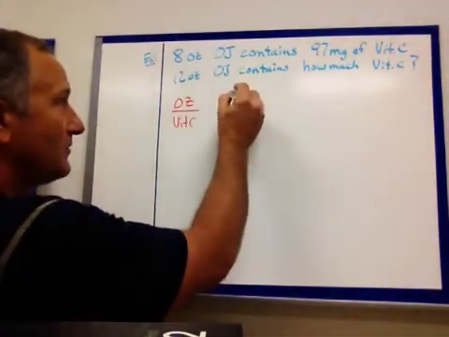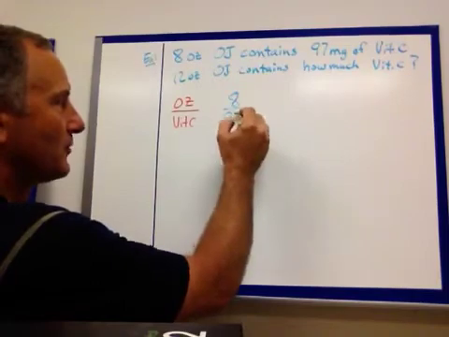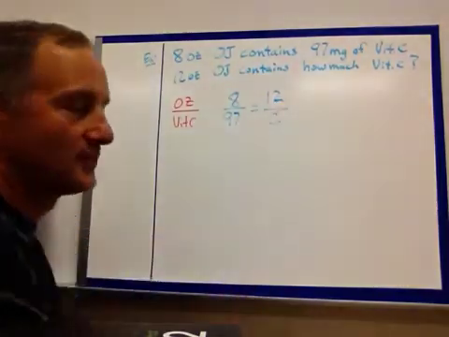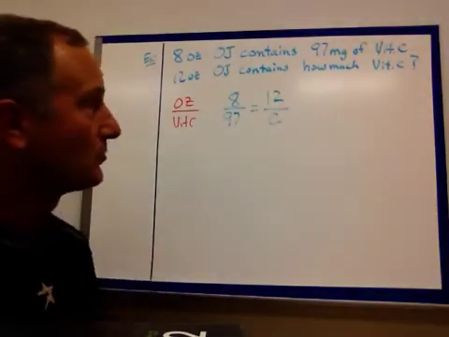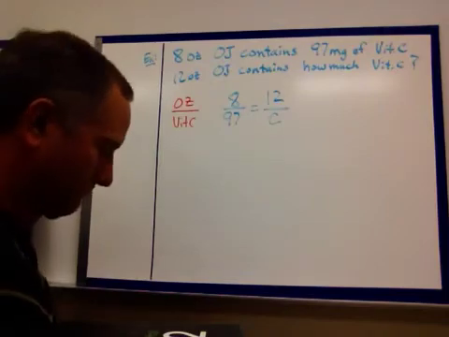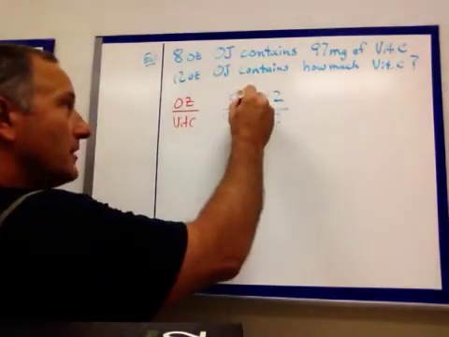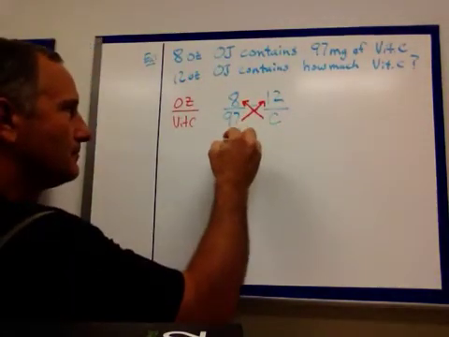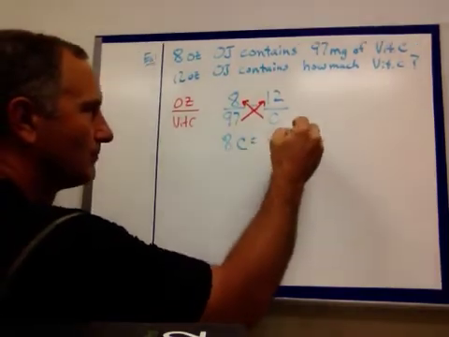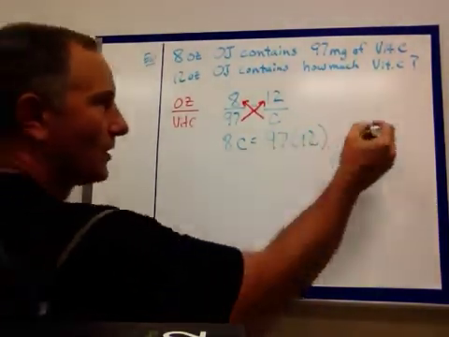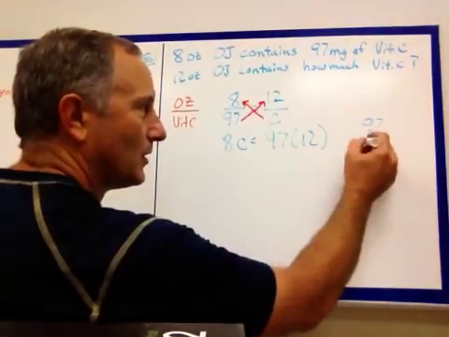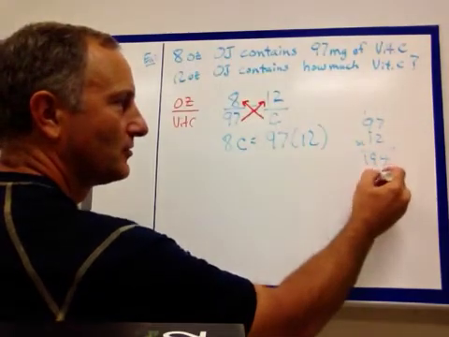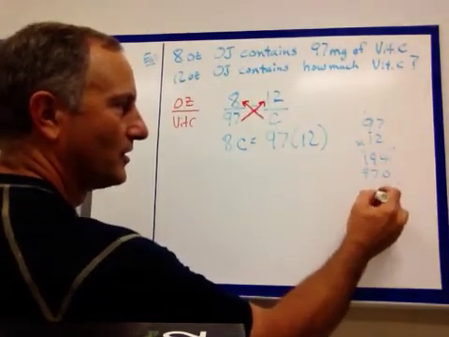So I have 8 ounces is 97 milligrams, 12 ounces is how much vitamin C. Okay? And then just solve it. Once you set it up, it's a cross multiplication problem. We're going to get 8C out of that, and 97 times 12. Okay, 97 times 12. I'm going to go old school on you here. 4, 1 to carry, that's 19. 0, 7, 9, 4, 6, 1,064.